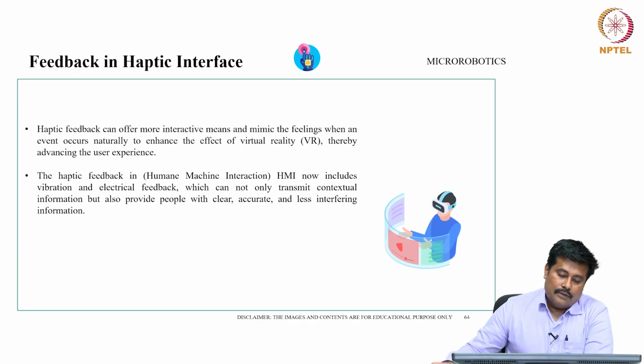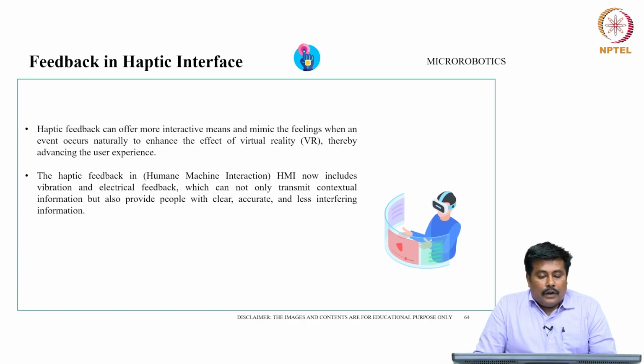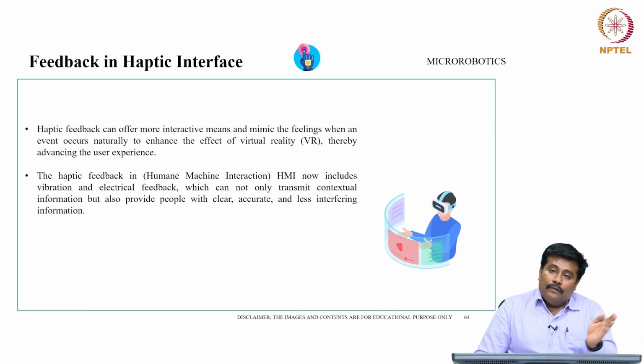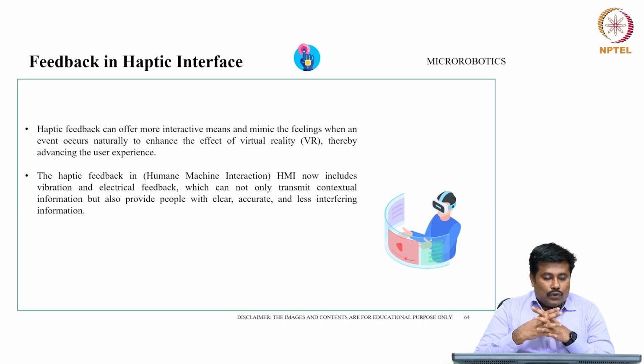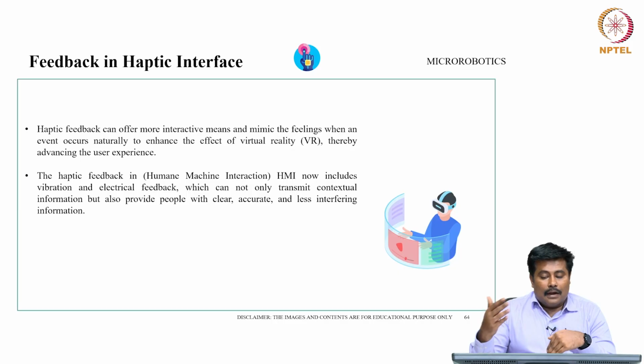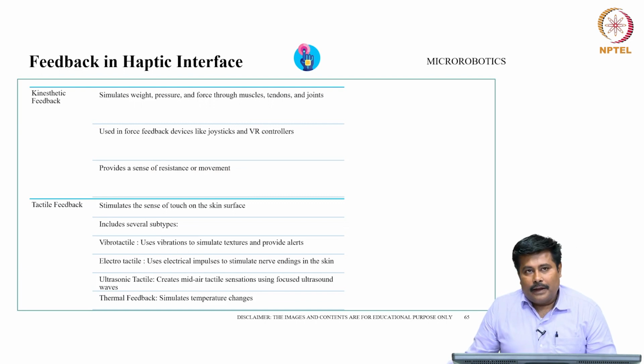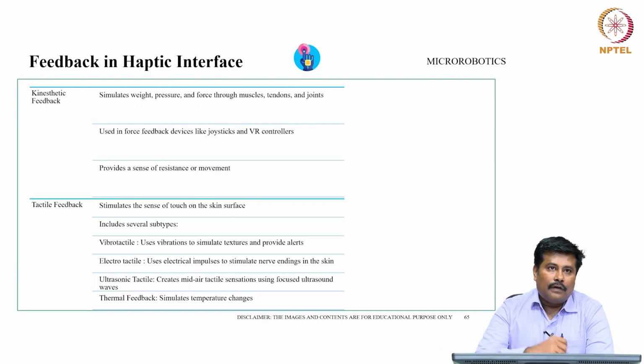When we talk about feedback in a haptic interface, haptic feedback can offer more interactive means, and it mimics the feeling when an event occurs naturally to enhance the effect of virtual reality, thereby advancing the user experience. Haptic feedback in human machine interaction (HMI) now includes vibration and electrical feedback, which can not only transmit contextual information but also provide people with clear, accurate and less interfering information.